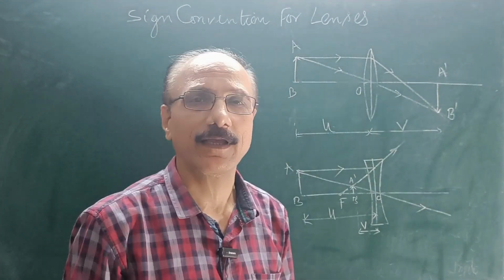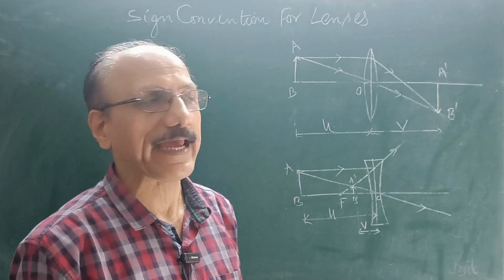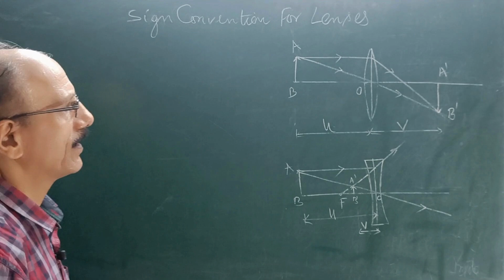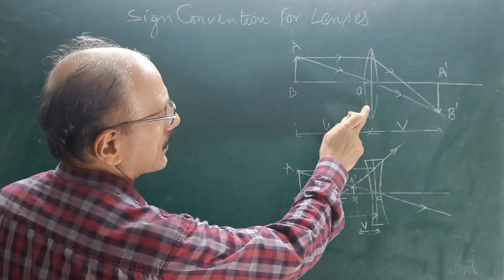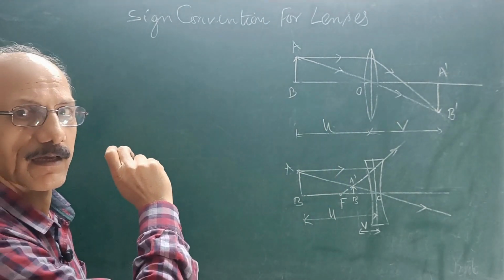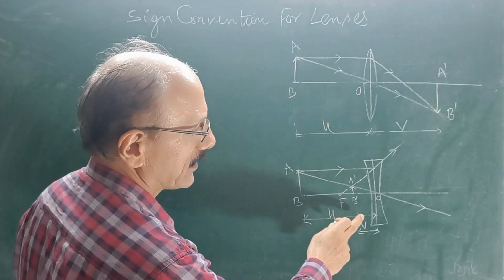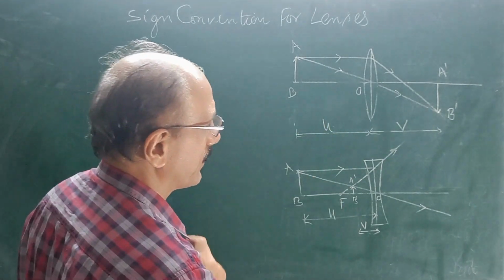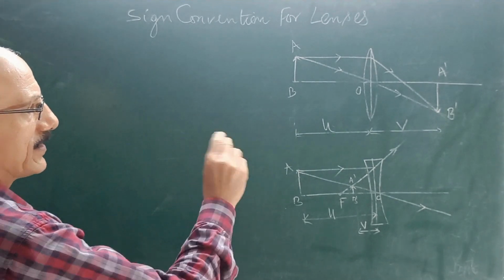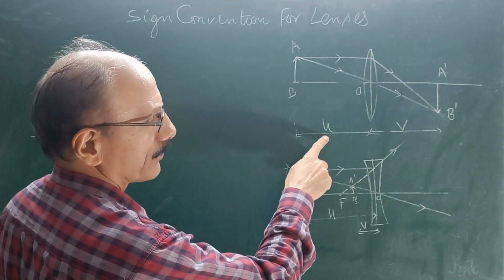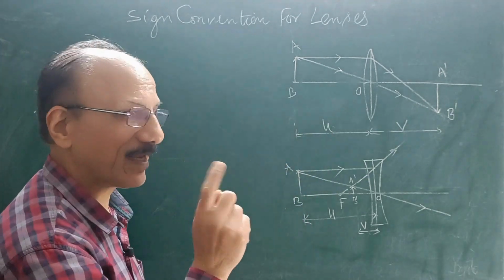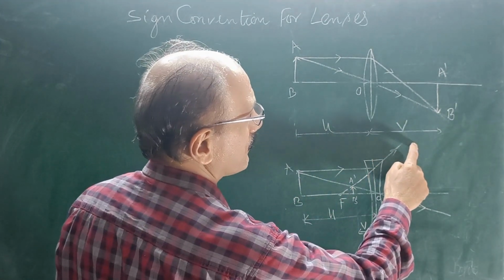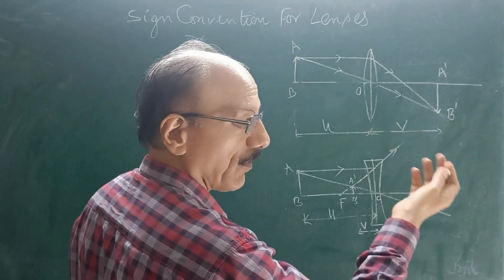Dear students, today we will discuss sign convention for lenses. This is which lens? Convex lens, correct? This is concave lens, very good. So in this case, what will be U? U is always negative. What about the V? That will be positive or negative?